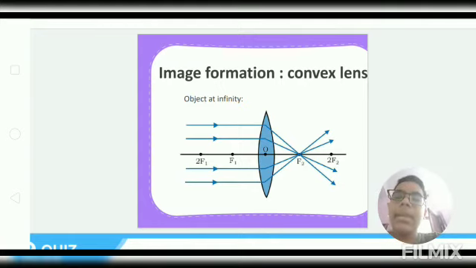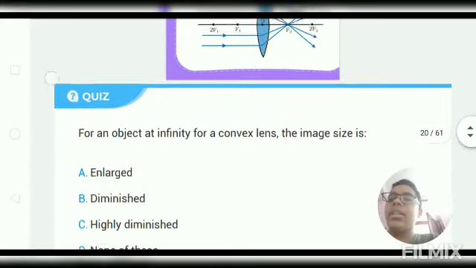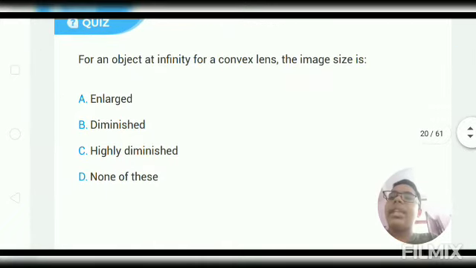What is the basic ray diagram number 1? When all the rays come parallel to the principal axis, they meet at the focus. You can observe it in the figure. Here we get a point-sized image. For an object at infinity, for a convex lens, the image is.